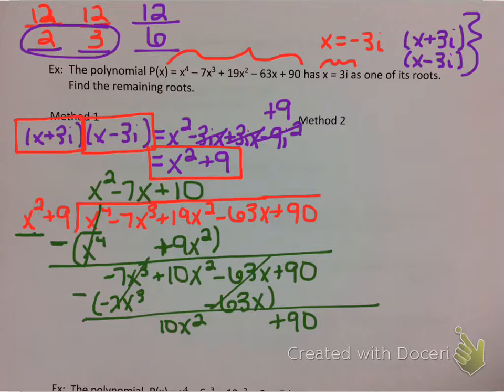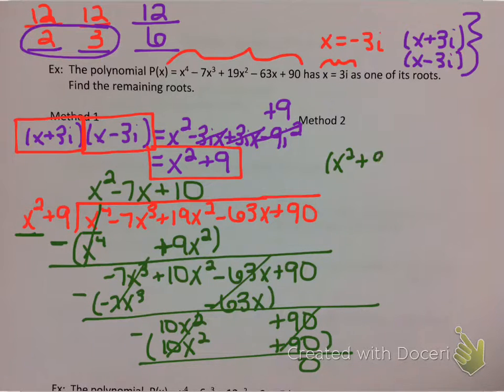And then 10 times x squared is 10x squared, and 10 times 9 is 90. And sure enough, when I subtract, I get a remainder of 0. Everything cancels. Okay, so just like on the factor theorem and just like on division worksheet 2, what we have just proven is that when you pull x squared plus 9 out of this quartic equation right here, you are left with x squared minus 7x plus 10.